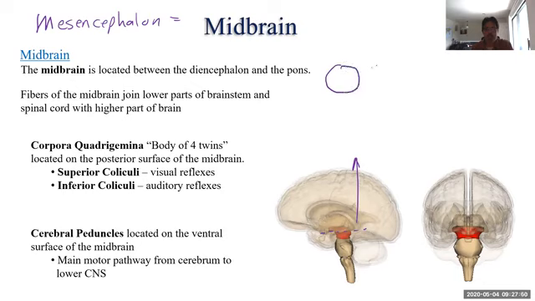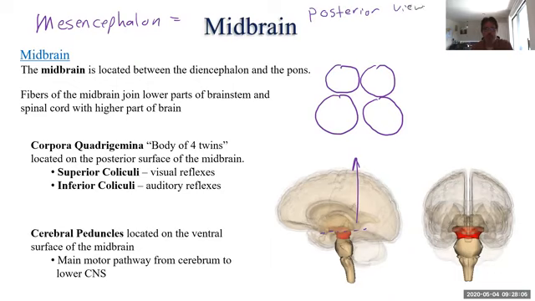There's 2 on top and 2 on bottom. 1, 2, 3, 4. So this would be a posterior view, or a dorsal view if you'd like. This whole thing is collectively called the corpora quadrigemina.